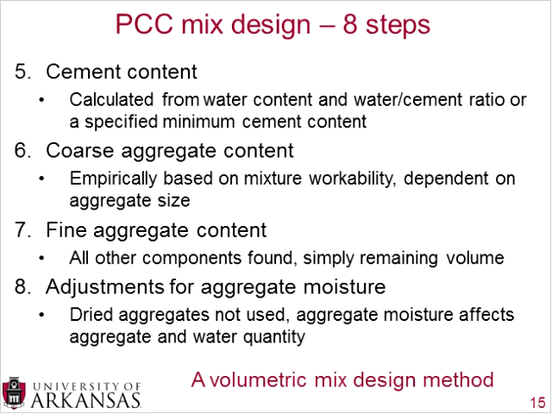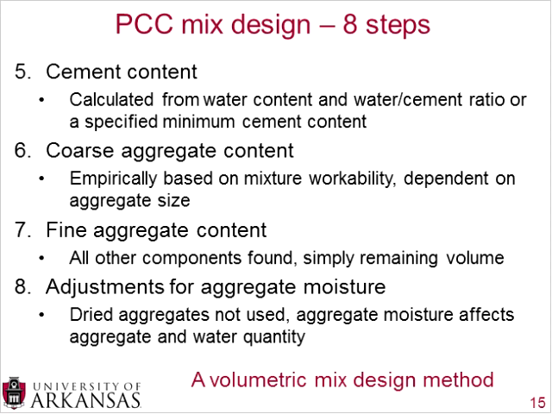Now, because you know how much water you're adding in step 3, and then your water-cement ratio, you can quickly find the cement content. And often there is a minimum cement content as well, specified either by the agency or by the mix design that you're following. So if your water-cement ratio is low enough where the amount of cement is below the minimum, then you simply have to bump that up in order to get the amount of cement that you need.